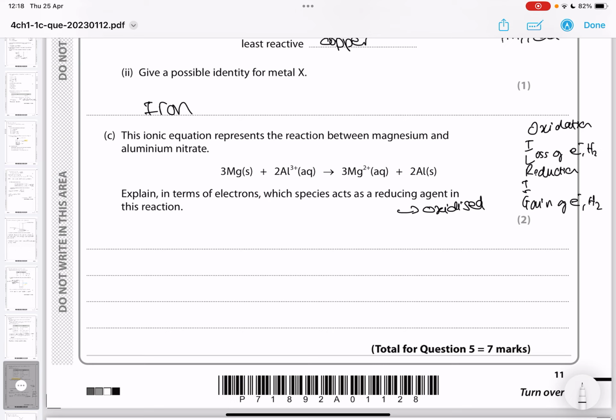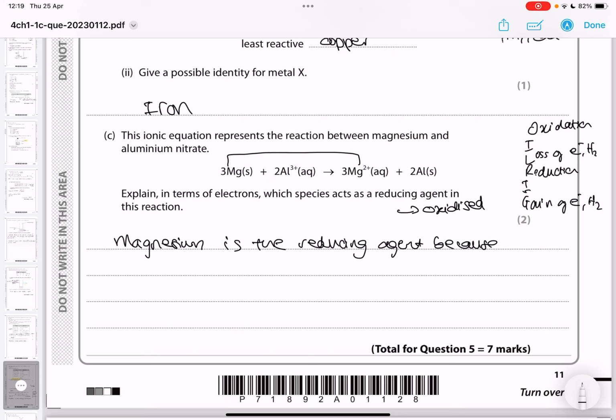Now, if the substance is being oxidized, that means it's losing electrons. And if we see in this ionic equation, magnesium is going from Mg to Mg2+, so it's lost electrons. So clearly, magnesium is the reducing agent, because it is getting oxidized.